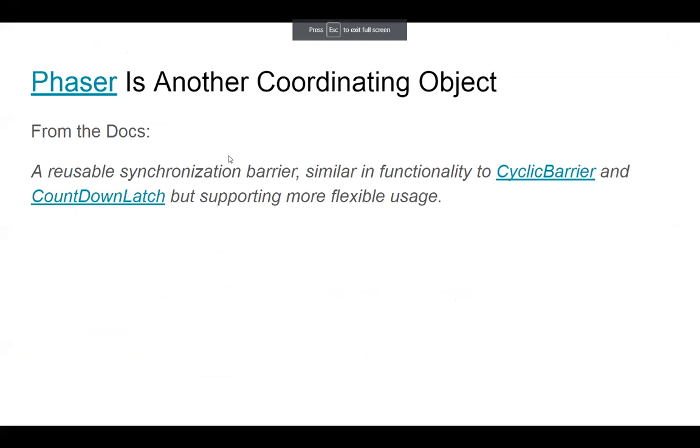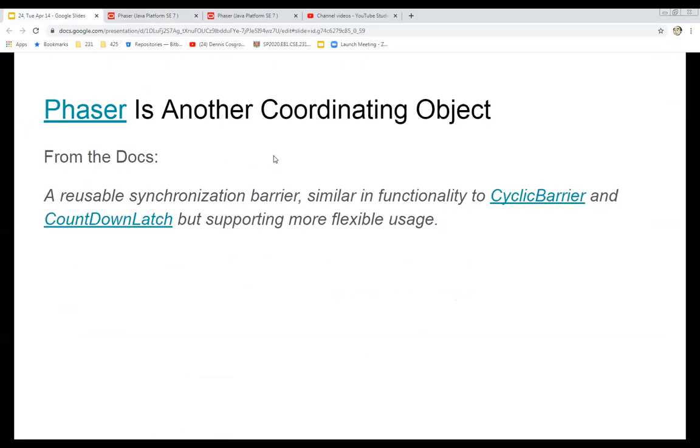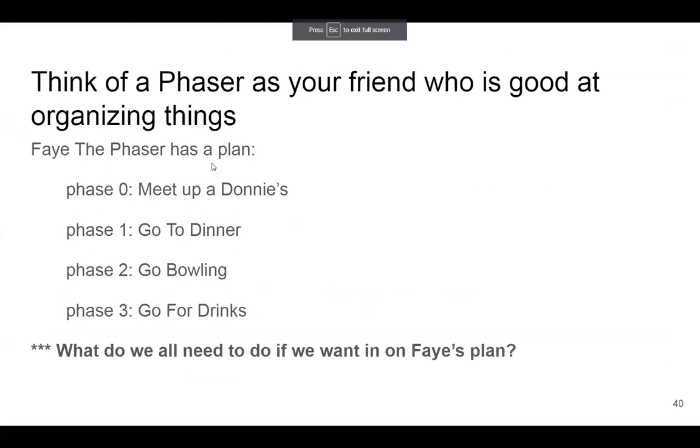This is just another coordinating object. If you look at its docs, like I was just clicking on, it's a reusable synchronization barrier. It's similar to these other guys, but has more flexible usage. It's kind of a very nicely evolved thing. It's really good for iterative averaging. We're also going to use it for some other things. It's a very nice feature that was first developed by Sarkar and others on the X10 team.